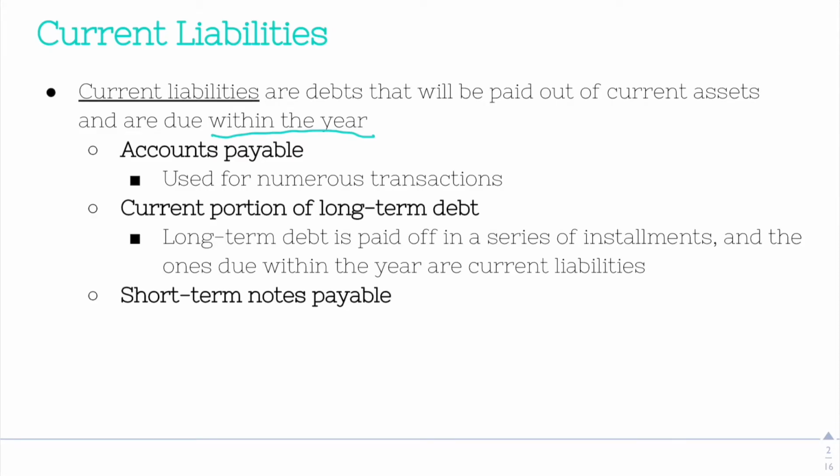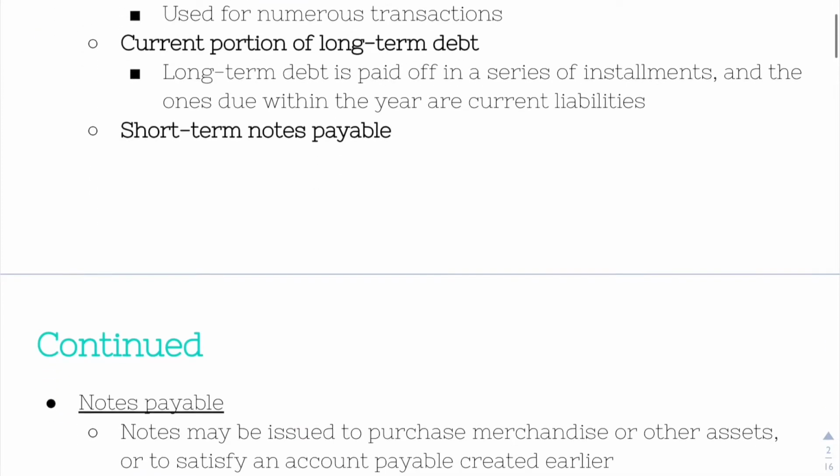The three types of current liabilities that we'll be talking about are accounts payable, which you're all familiar with. Those are used for numerous transactions, mainly like buying things on account. The second is the current portion of long-term debt. So long-term debt, if you think of like a mortgage on a home, that could be for 15 years, 20 years, 30 years, and it's paid off in a series of installments. So the ones due within this year would be classified under current liabilities, and the rest of the long-term debt outstanding is classified under long-term debt. And the last type is short-term notes payable, which we'll talk about right now.